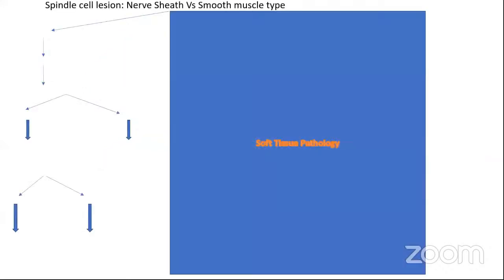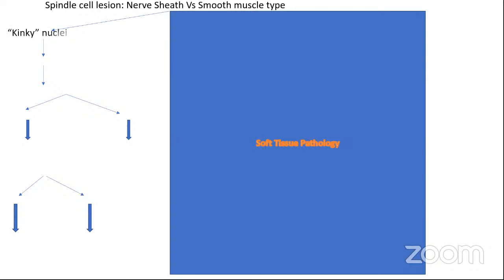Let us take an example of spindle cell lesions. Now, there can be various different types of spindle cell lesions, and soft tissue pathology is an extremely difficult subspecialty for all of us to learn. Let us take an example of whether it is a nerve sheath or a smooth muscle type tumor. So we are just thinking about two subtypes here for illustrative purposes.